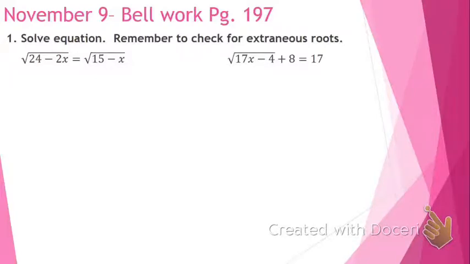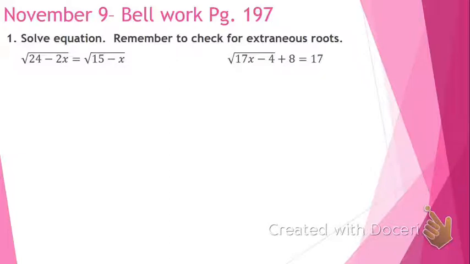All right, let's talk about these two problems. First one, the one on the left. What do you notice about it? Both sides are square roots and everything is underneath the radical. So the very first thing we need to do is get rid of those two radicals.